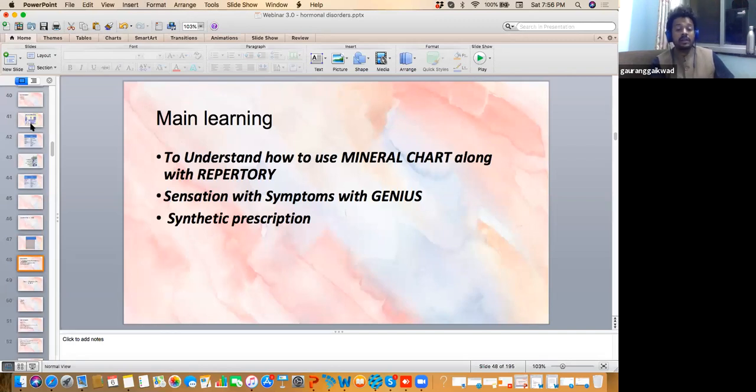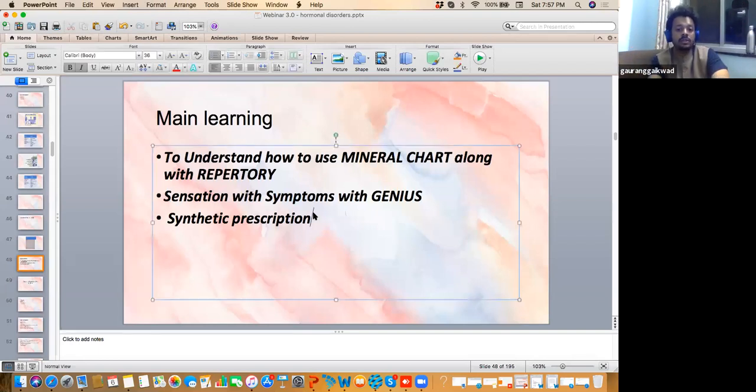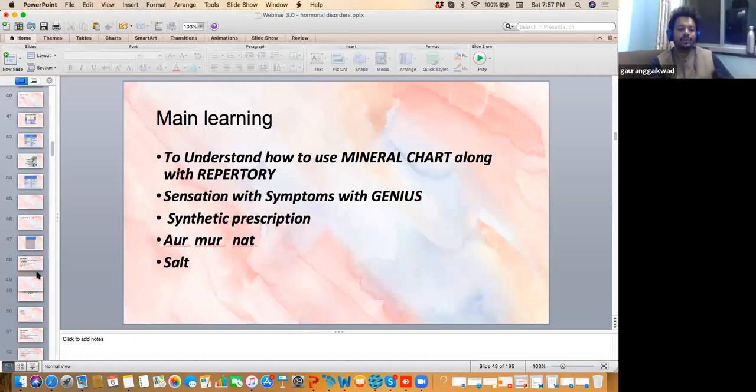And to understand really in depth, you need to understand the periodic table. You need to understand the mineral chart. You need to understand different repertories. You have to understand what is a synthetic prescription, which means what is a salt. A salt is because there is aurum, there is the muriaticum element and the natrum atom. So this is what makes a salt. So beautiful. Are you all with me?